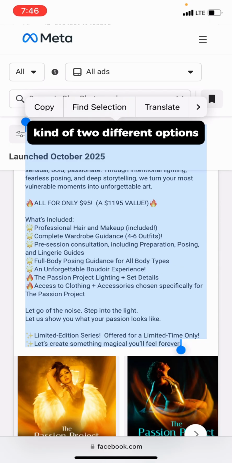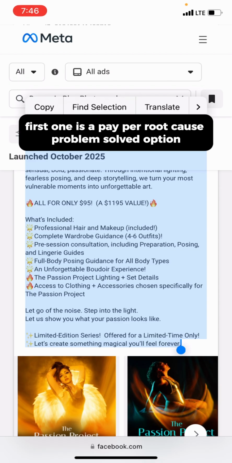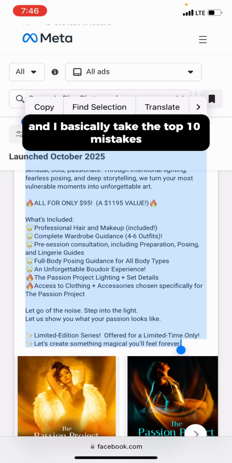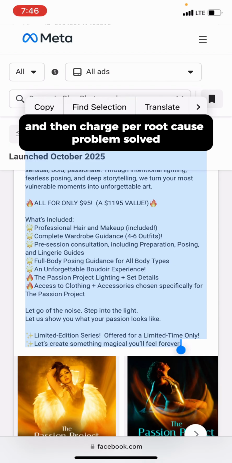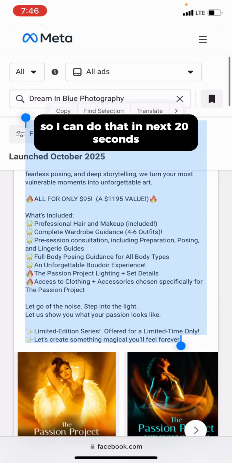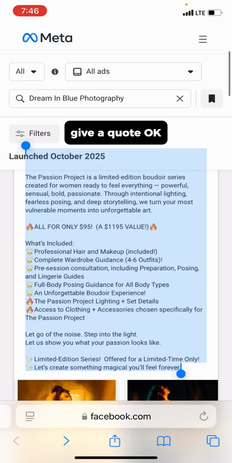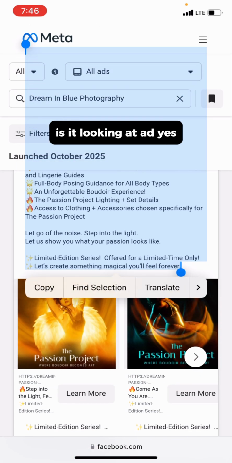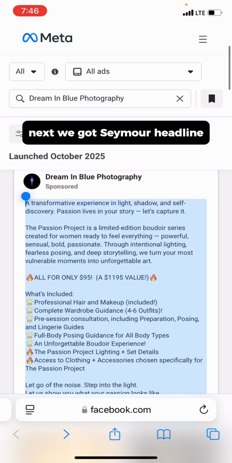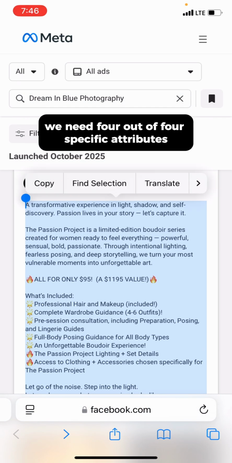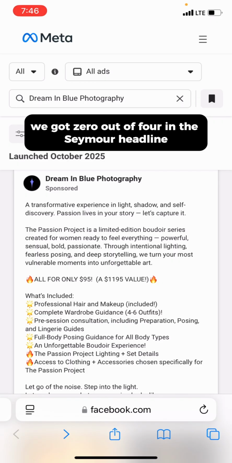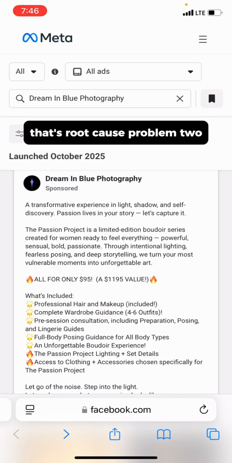Kind of two different options. First one is a pay per root cause problem solved option for one ad. And I basically take the top 10 mistakes, smush them into 5 root cause problems, and then charge per root cause problem solved. So I can do that in the next 20 seconds, give a quote. Okay, is it looking at an ad? Yes, that's root cause problem 1. Next, we got see more headline. We need 4 out of 4 specific attributes. We got 0 out of 4 in the see more headline. That's root cause problem 2.